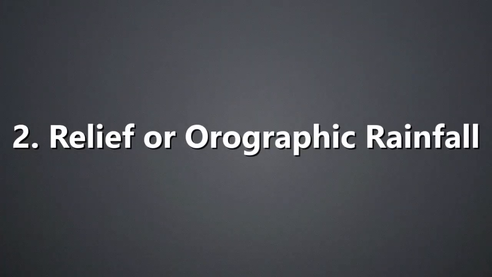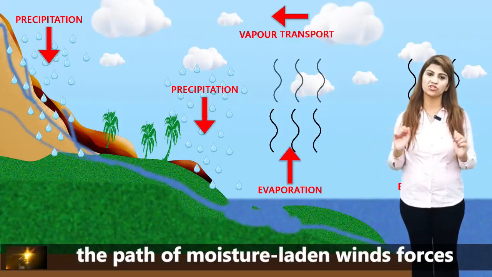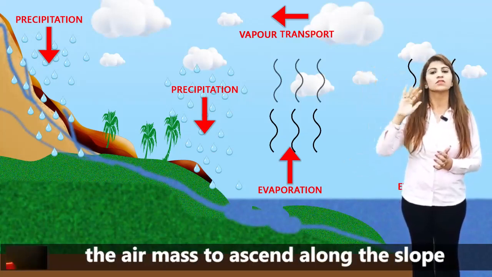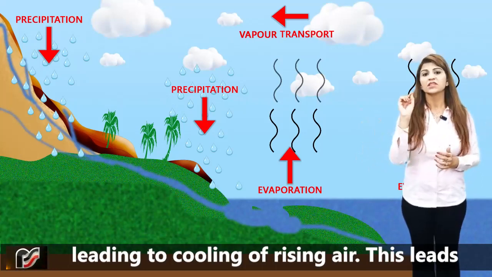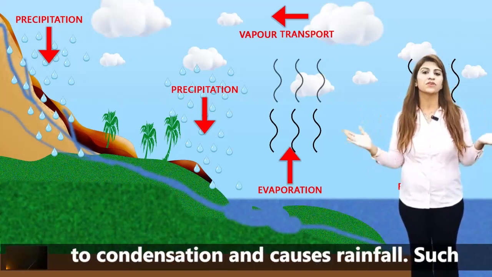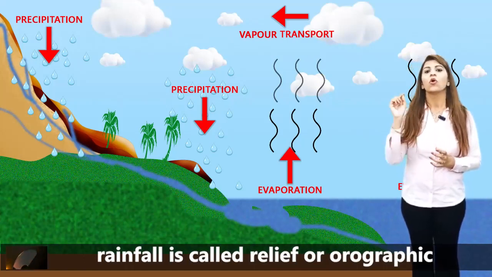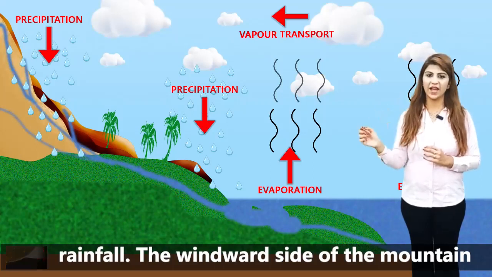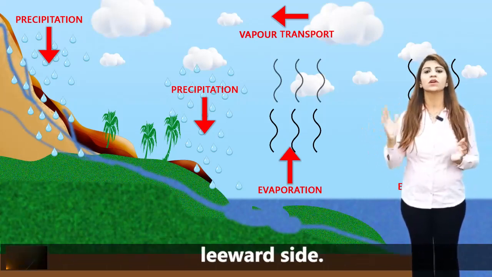Number 2, relief or orographic rainfall. The presence of a mountain or a hill in the path of moisture-laden winds forces the air mass to ascend along the slope, leading to cooling of rising air. This leads to condensation and causes rainfall. Such rainfall is called relief or orographic rainfall. The windward side of the mountain receives heavier rainfall compared to the leeward side.